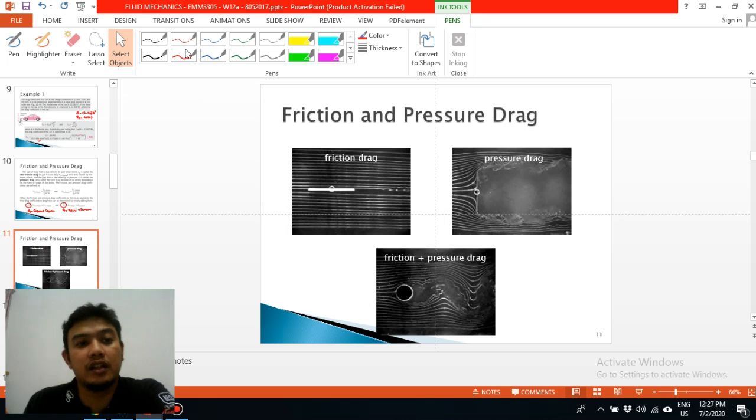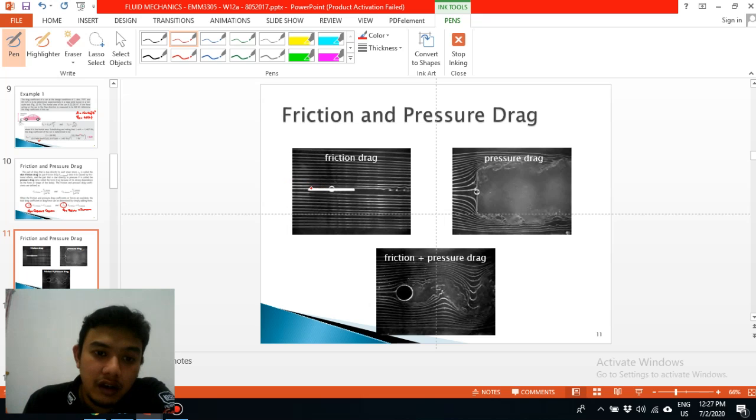This is, in terms of image, the difference between friction drag and pressure drag. For example, we have a plate which is parallel with the flow. In this case, the pressure drag can be assumed to be 0 because less pressure happens, but the friction drag at the surface is higher, so in this condition, we call it friction drag.